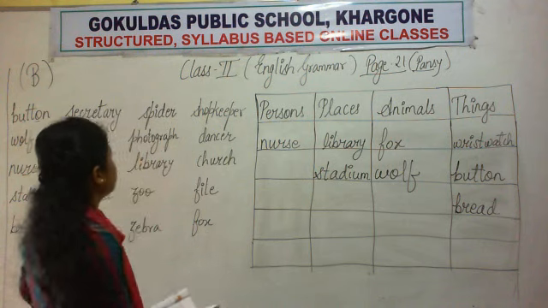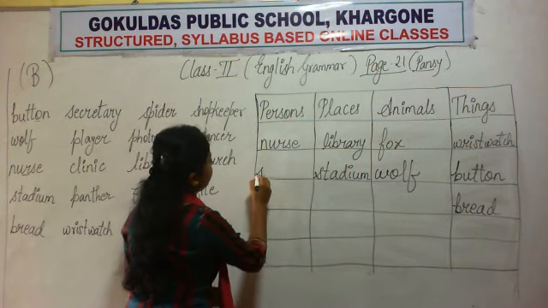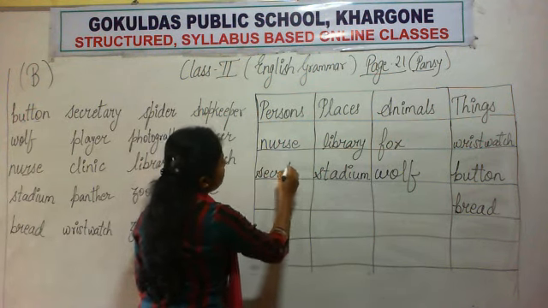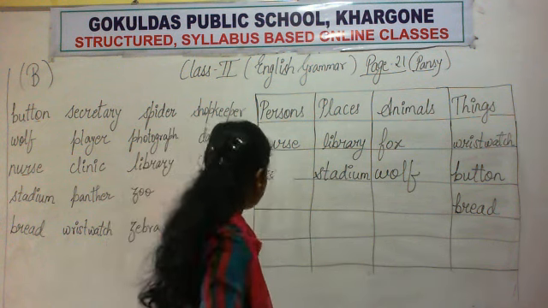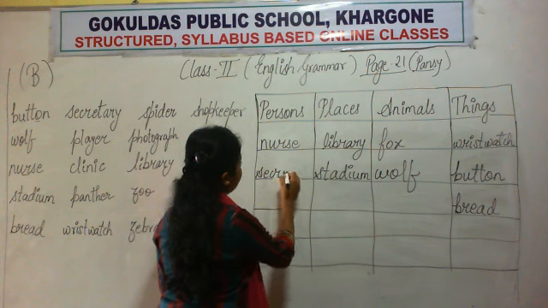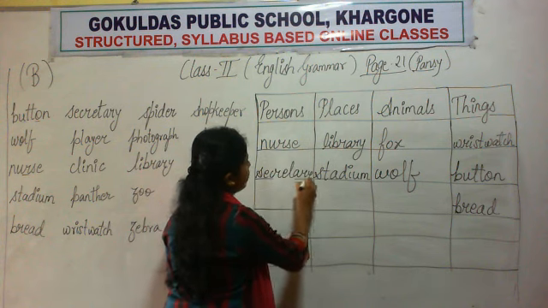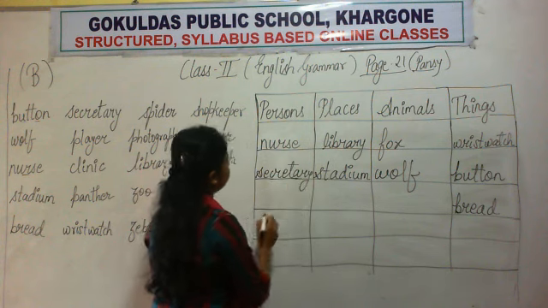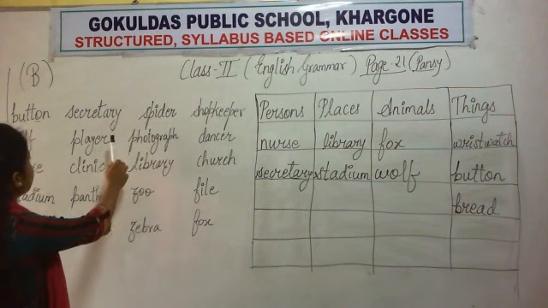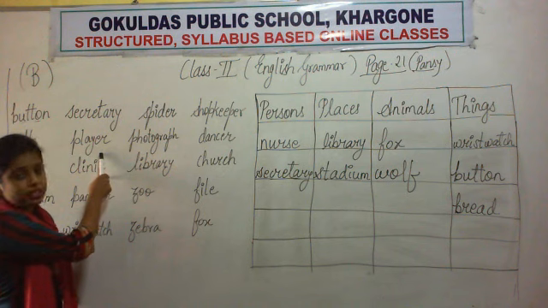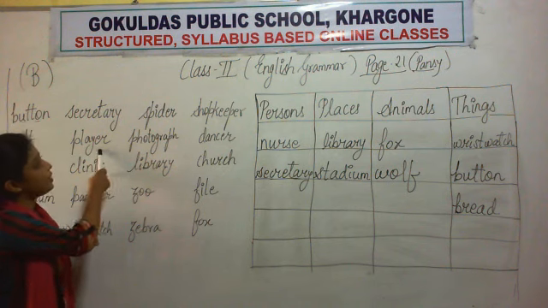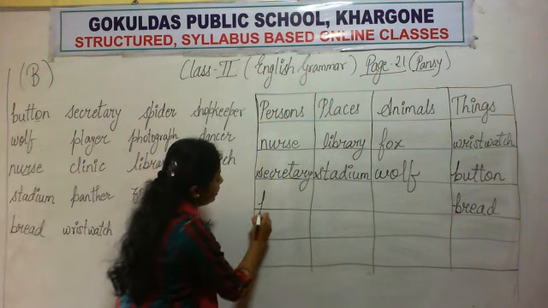Okay. So secretary, I am writing it here, S-E-C-R-E-T-A-R-Y, secretary. Okay. Then next to it is a player. Now, can a player be an animal? No. A place? No. Thing? No. Player can be a person. Okay. So I am writing it here, player.